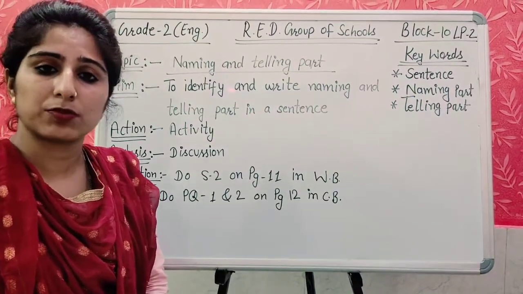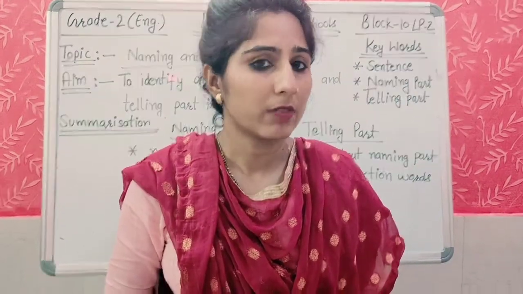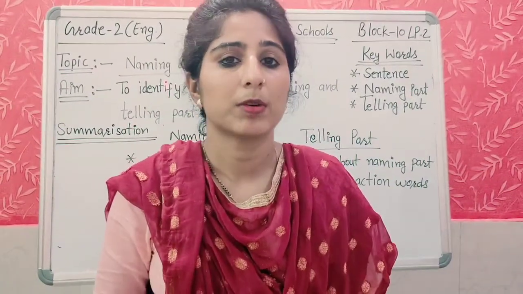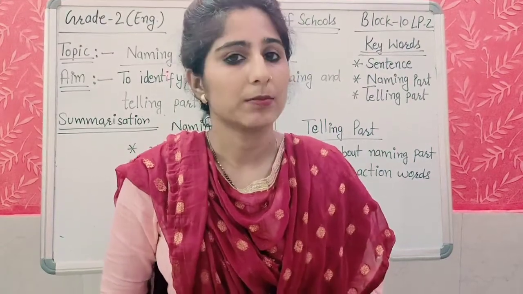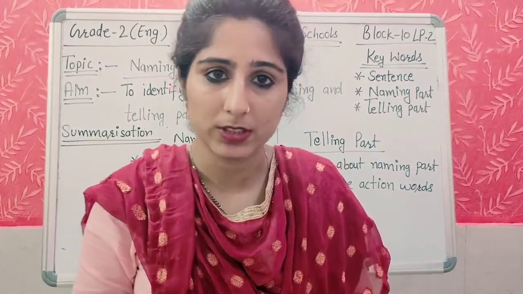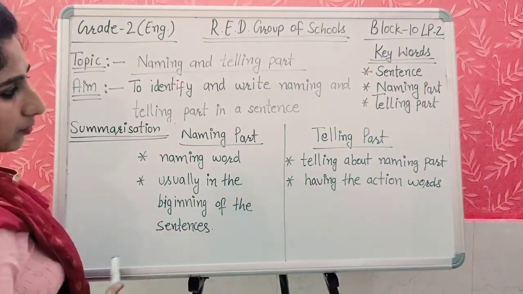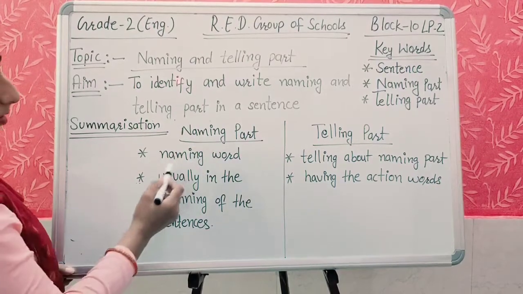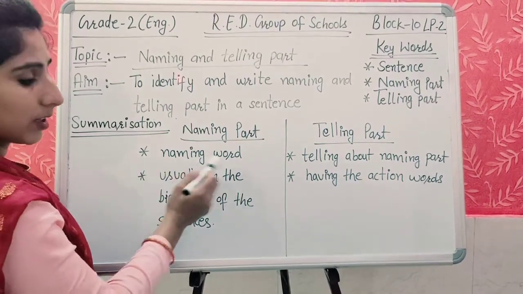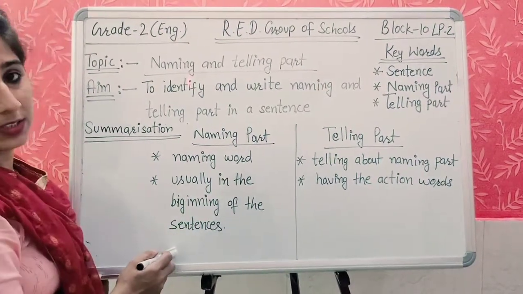At last, it is time for the summarization part. What have we learned, students? What have we learned today? Today we have learned about the naming and the telling part of a sentence, and how to identify them. Yes, this is how we can find out the naming part and the telling part of a sentence. The naming part must have the naming word, and the naming word usually comes at the beginning of the sentence.